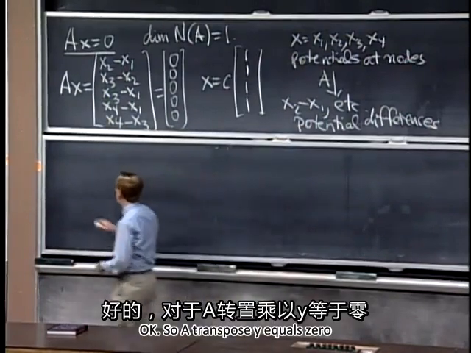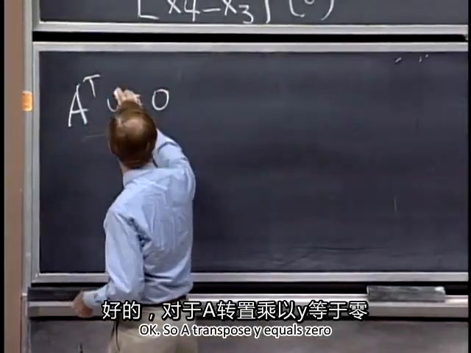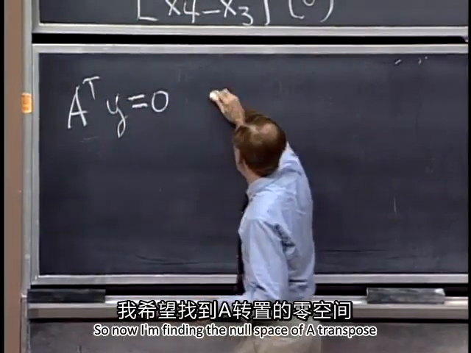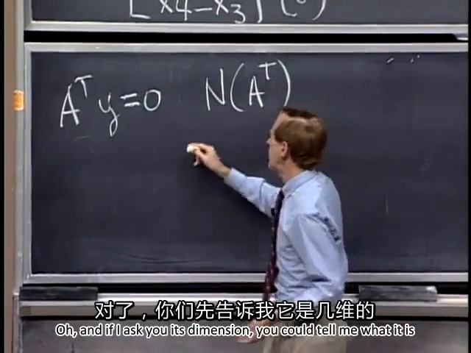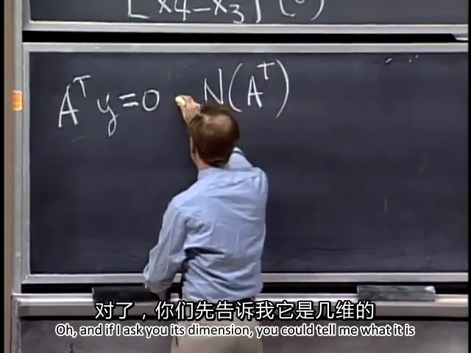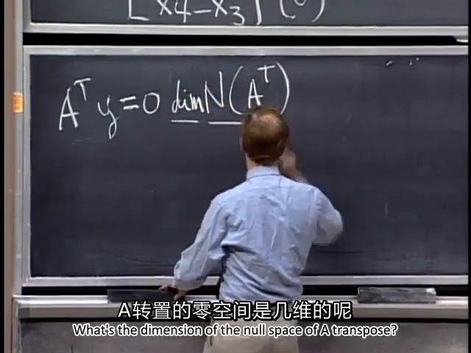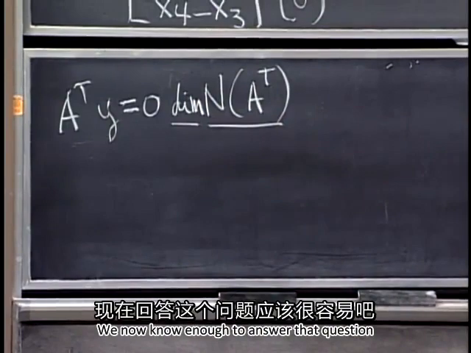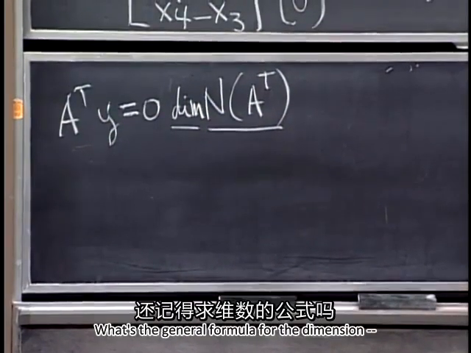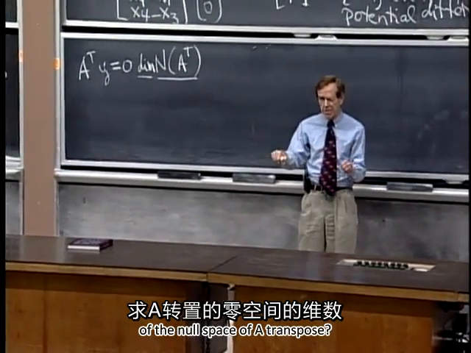Okay. So A transpose y equals 0. Now I'm finding the null space of A transpose. And if I ask you its dimension, you could tell me what it is. What's the dimension of the null space of A transpose? We now know enough to answer that question. What's the general formula for the dimension of the null space of A transpose?